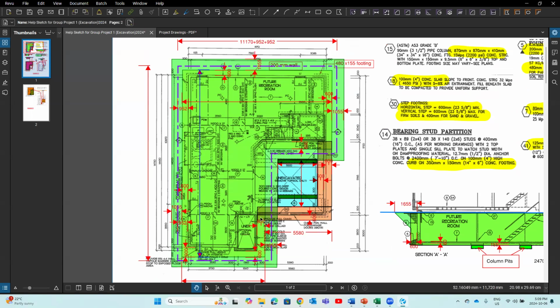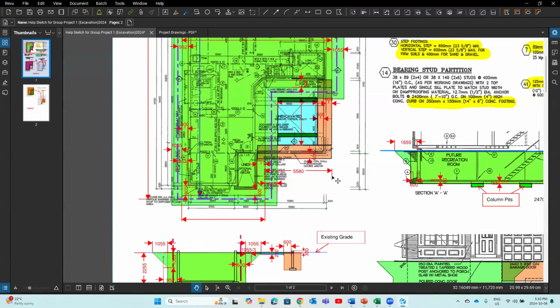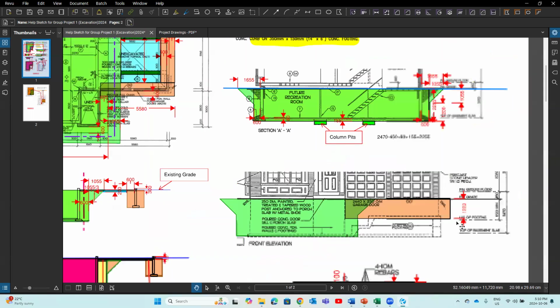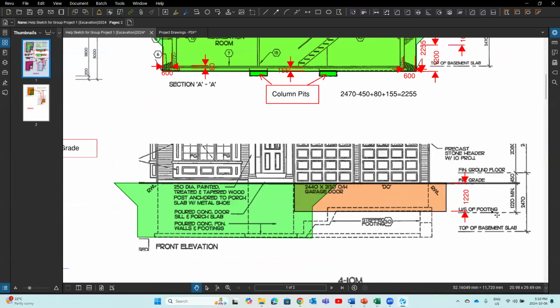And I said, to simplify the calculation, we are going to use the length of the foundation wall as the length of this trench, okay? Just figure out the dimension from there to there. Then after you get the length, you multiply by the width of the trench and the depth of the trench. If you look at the elevation, you should figure out the depth of the trench. From the existing grade to the bottom of the footing, minimum is 1220. We are going to use this 1220. That's the depth of our trench.